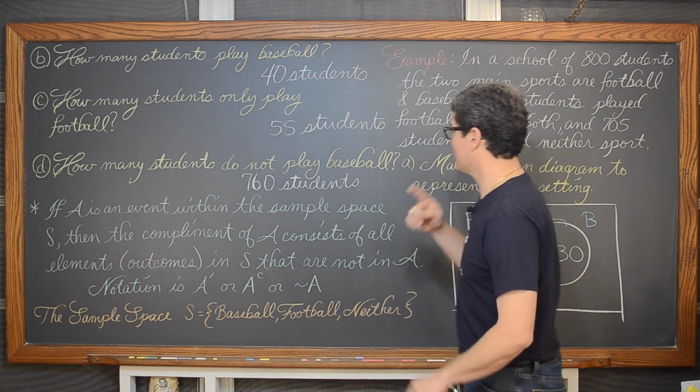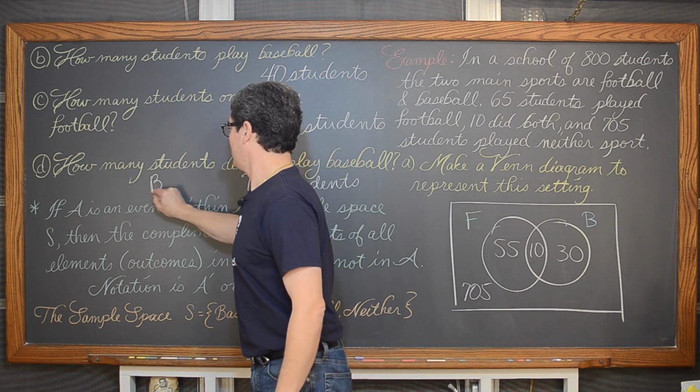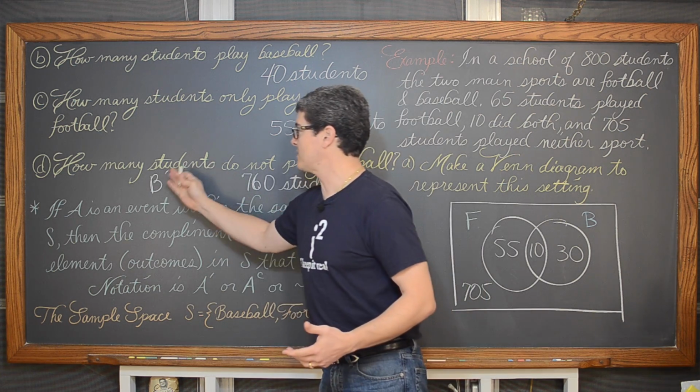So now the notation for that answer is B with a little dash on it. That is going to represent the complement of B.